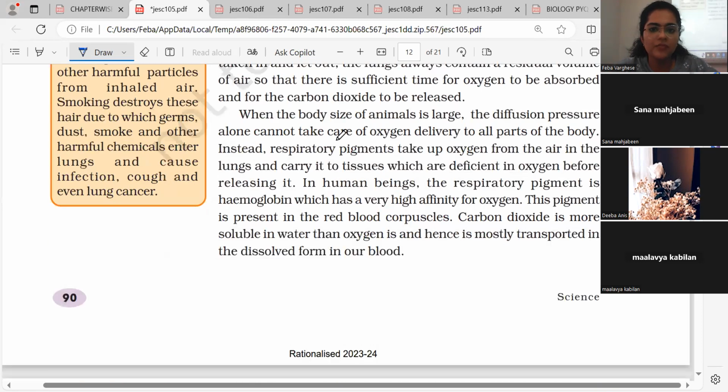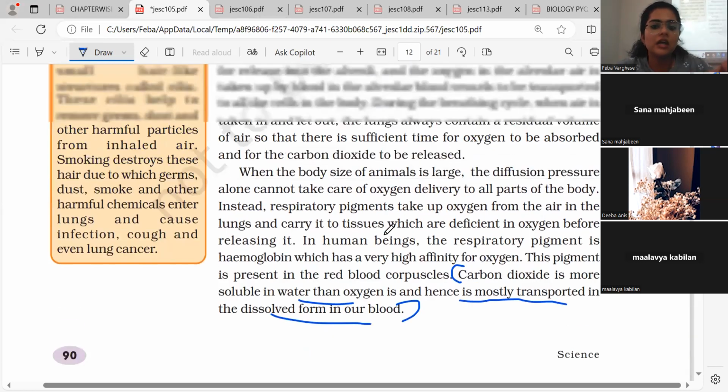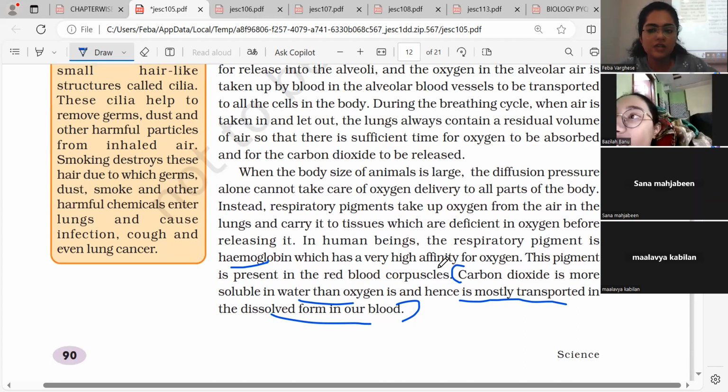Remember that. Okay. And now about carbon dioxide being soluble in water. This one also is important. Carbon dioxide is more soluble in water than oxygen. Hence, it's transported in dissolved form in our body. And whenever it's formed, it's exchanged with the surroundings quickly because it's more soluble in the blood. Okay. Now, about the respiratory pigment hemoglobin. What is the significance of hemoglobin? It gives red color. Okay. Yes, it has got affinity for oxygen. It binds with the oxygen and helps in transporting oxygen to all parts of the body.